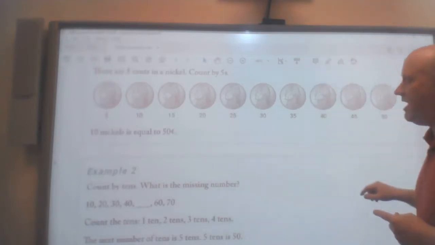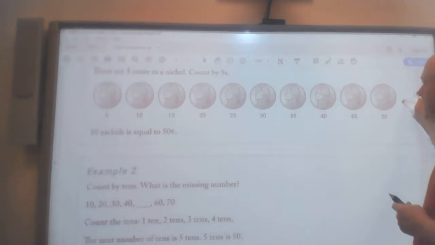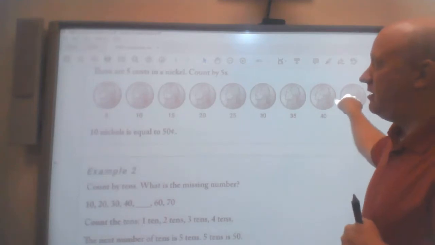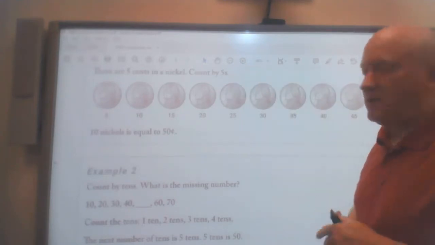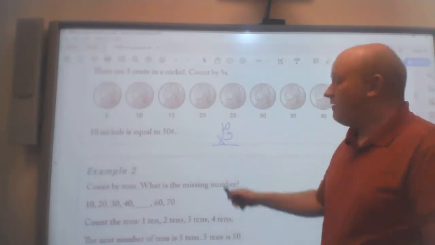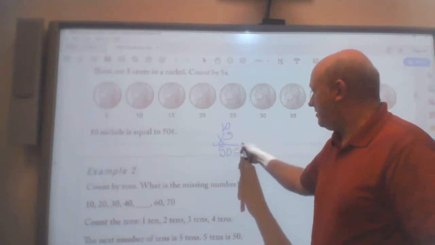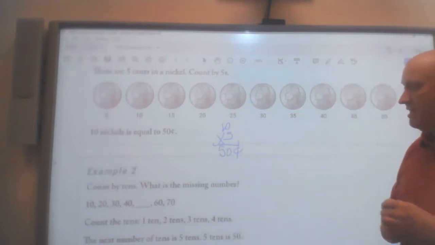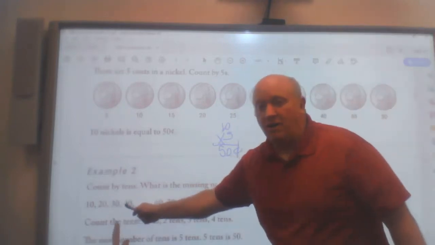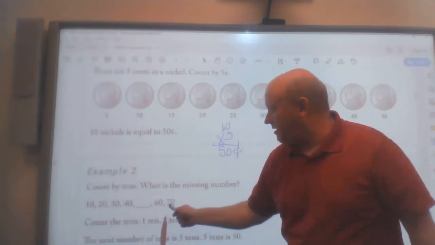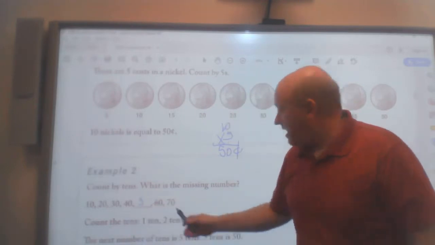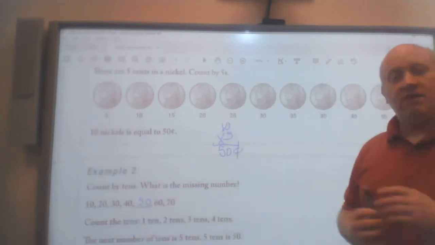Okay? Now, let's look at example 2. Well, example 1 first, I'm sorry. We have 10 nickels, right? And if a nickel is 5 cents, easiest way to do that, what is 10 times 5? 50 cents. Okay? Now, let's count by 10. What's the missing number? 10, 20, 30, 40, blank, 60, 70. Well, what number comes after 4? 5, and add a 0. And there you go.